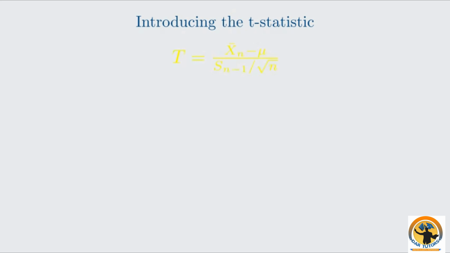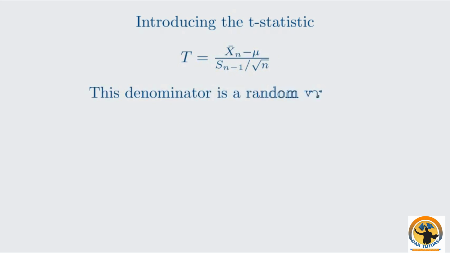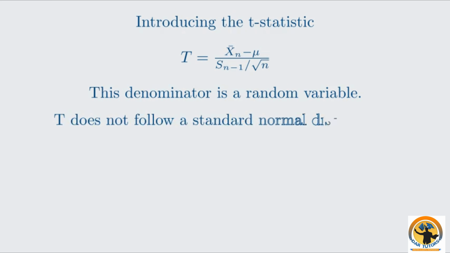It's important to understand why this is a new statistic. When sigma was known, the denominator of our z-statistic was a fixed number. Now, the denominator, S over root n, is a random variable because it's calculated from the random sample. This added randomness means that t does not follow a standard normal distribution. So, we cannot use the standard normal tables or the standard normal distribution to calculate probabilities for t. It has its own unique distribution.